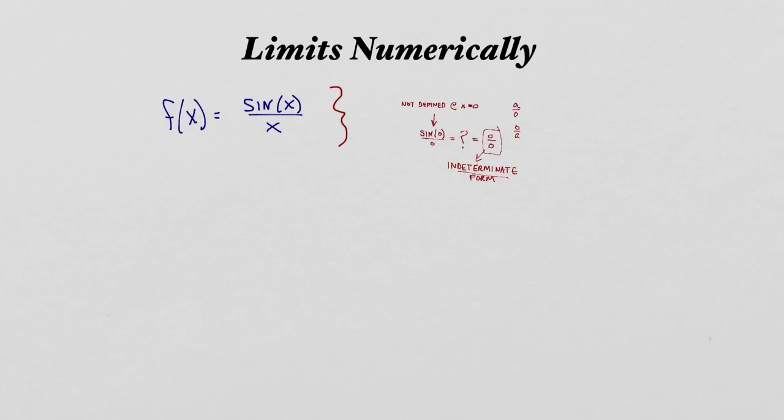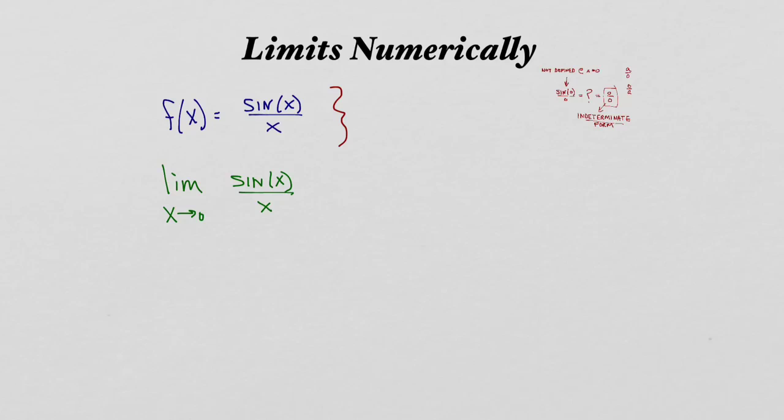So let's go ahead and put this conversation off to the side and talk about this function and what happens as we get really, really close to 0. I'm interested in knowing what's happening as I approach 0 from both sides on this function sine of x divided by x. And I want to do this numerically, so not graphically. I want to actually look at numbers and figure out what's going on as I get close, and in fact infinitely close.